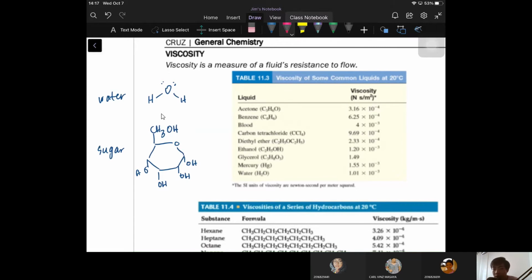So, tignan natin. What are the intermolecular forces that the two can exhibit? So, ano pwede nila gawin, no? So, looking at water, may OH ka dito. So, dipole yan. At the same time, hydrogen bond, no? So, ilang hydrogen bond meron dyan? Isa, dalawa. Itong nasa left, itong nasa right, no? So, may 2 H bonds ka. Okay? For water.